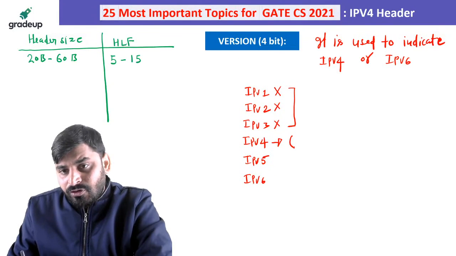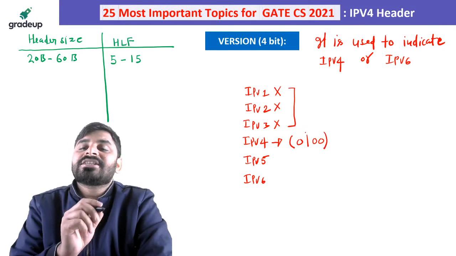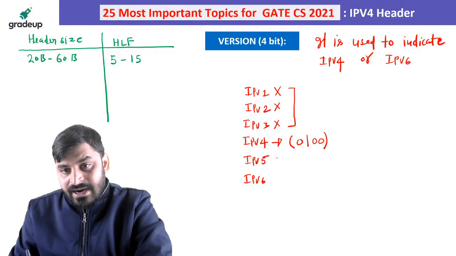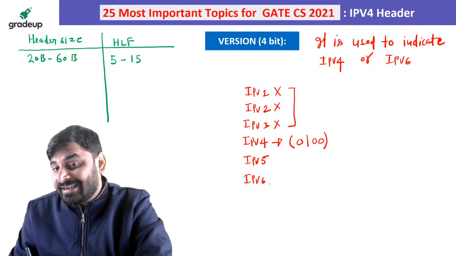So if in the 4-bit field it is given 0, 1, 0, 0, it is version 4. IPv6, there is not directly IPv6 after IPv4.